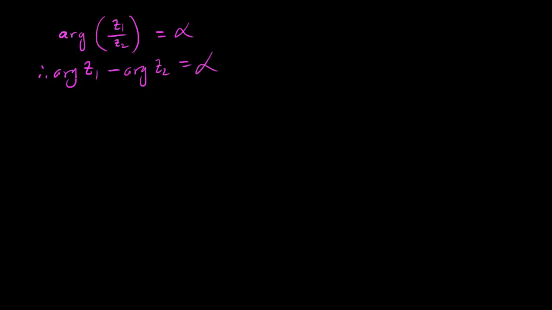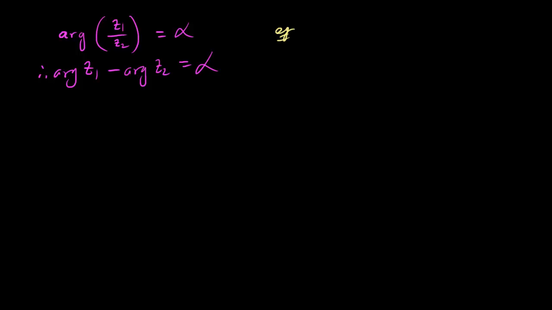Now there is another version of this argument transformation. If you have argument of, suppose, z1 divided by z2 equals some angle, suppose alpha, in that case you write it as argument of z1 minus argument of z2, and you draw two half lines. Let me give you an example over here.